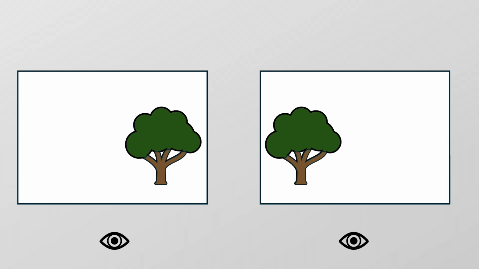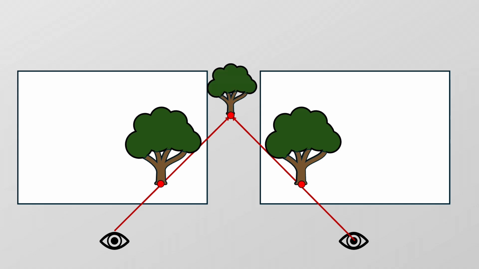The tree is on the right side of our left eye's image and the left side of our right eye's image. That difference between images is actually enough for us, or your brain, to figure out how far away the tree is. Imagine each image floating slightly in front of each eye like a pair of glasses. If we take the same point on the tree in both images, then draw a line from each eye through that point on each image, where the two lines meet in front of us will tell us exactly where the actual tree is and how far away from us it is.